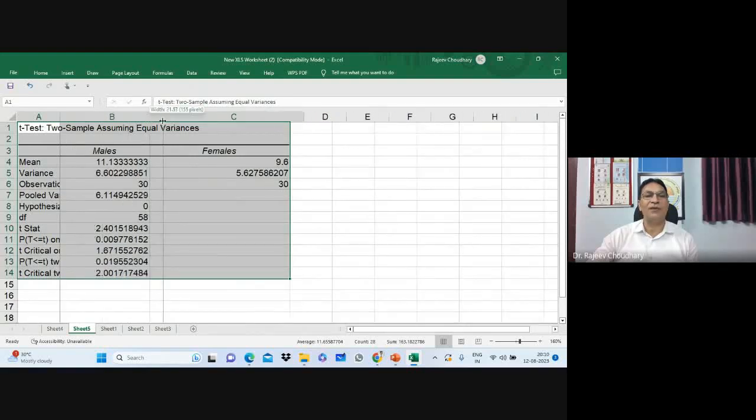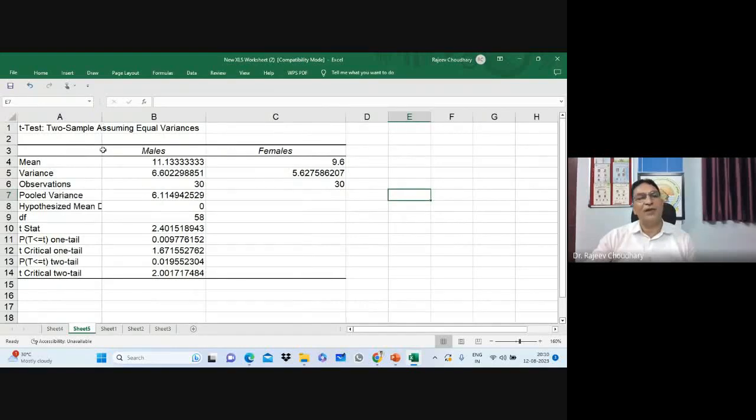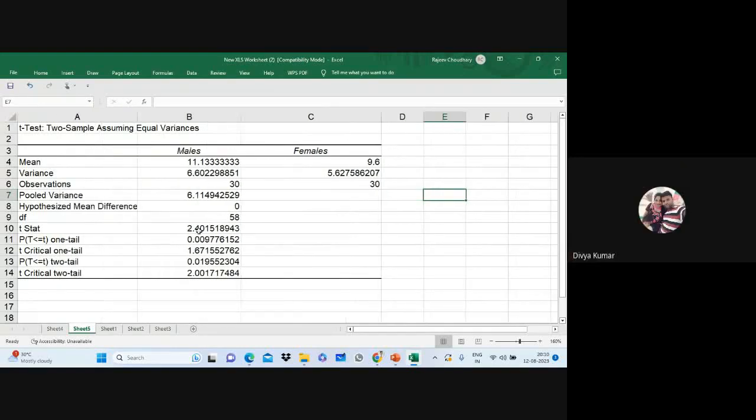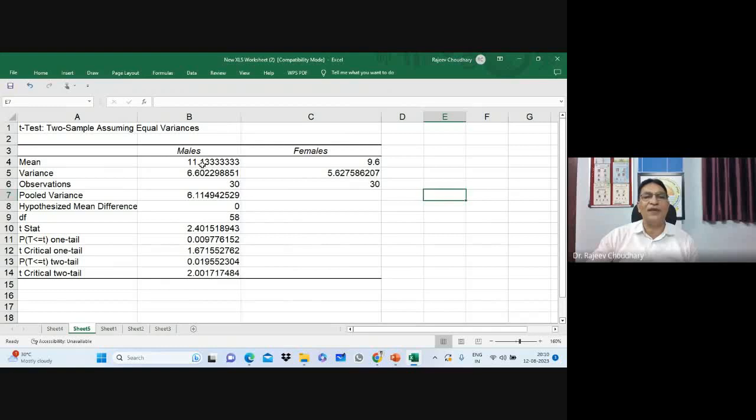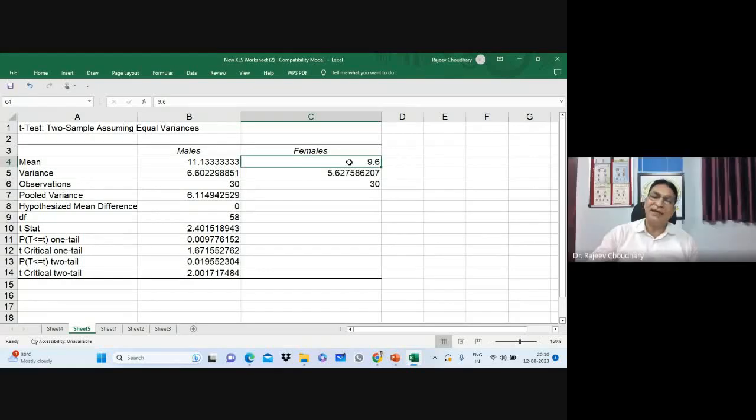Now, how to interpret the results? You may write in your own way, but we should know how to interpret the results. Madam, how many groups do we have? Two groups, sir. And the mean value for male is? 11.1. For females, it is 9.6. It means that after comparing the means, without the application of t-test, on the basis of mean, we can say that males possess a higher level of hemoglobin in comparison to females.